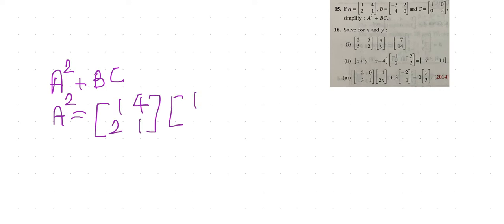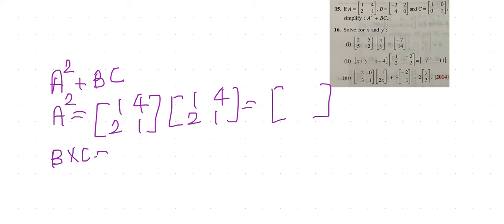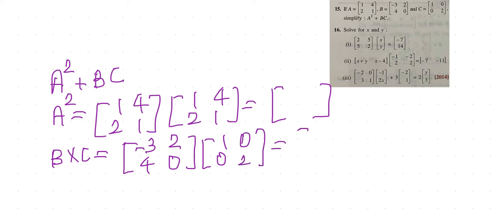What you will be doing, you have to be asked to find out A square plus BC. So what you will be doing, you will be finding out A square first, and then how are you going to do 1 2 4 1, and this is being multiplied to 1 2 4 1. Okay, and then you will be finding out, you will be getting a 2 into 2 matrix, and then you will be calculating B into C separately. So this in turn will be equal to minus 3 4 2 0, and this will be multiplied by 1 0 0 and 2. So again you will be getting a square matrix. Then you will be just adding both of them, that A square plus BC, and then you can easily get the answer. Alright, easy one.